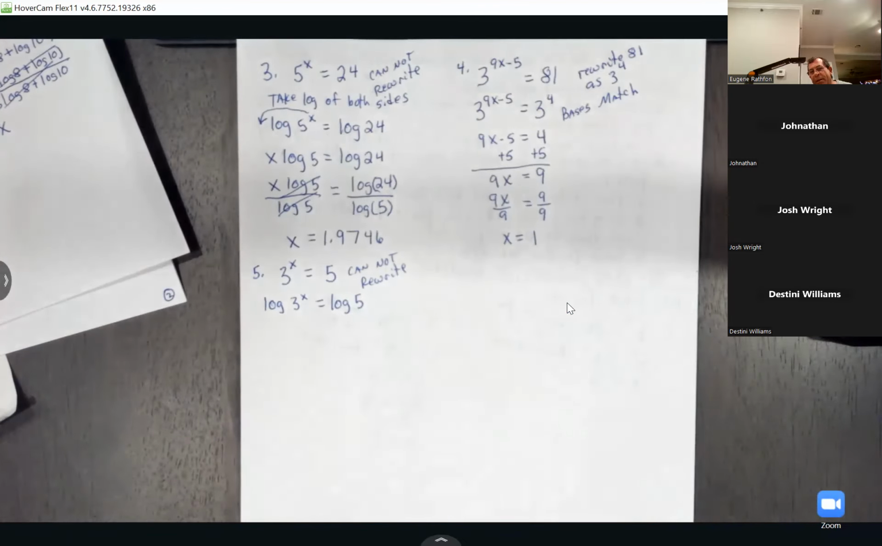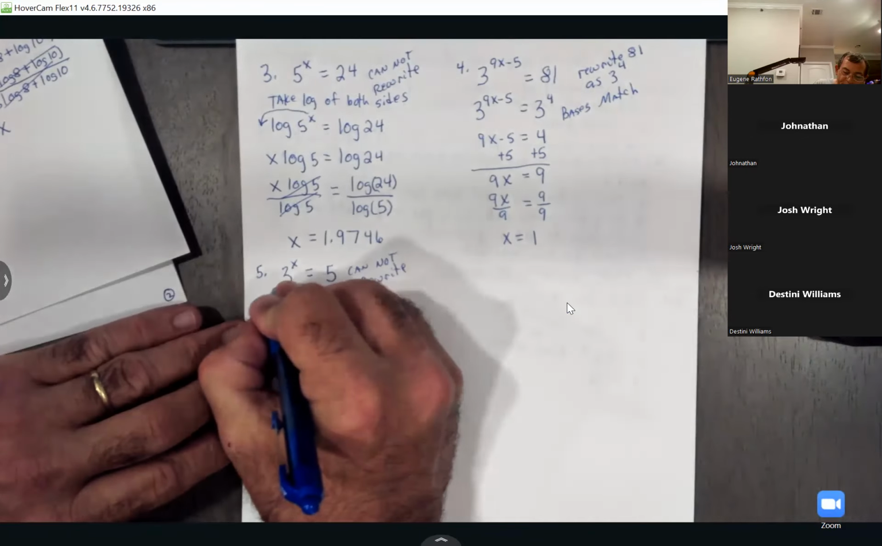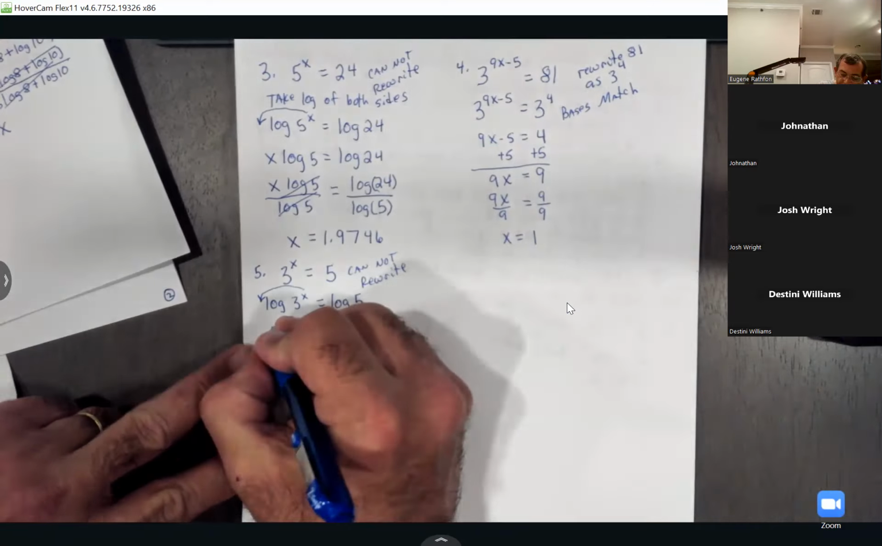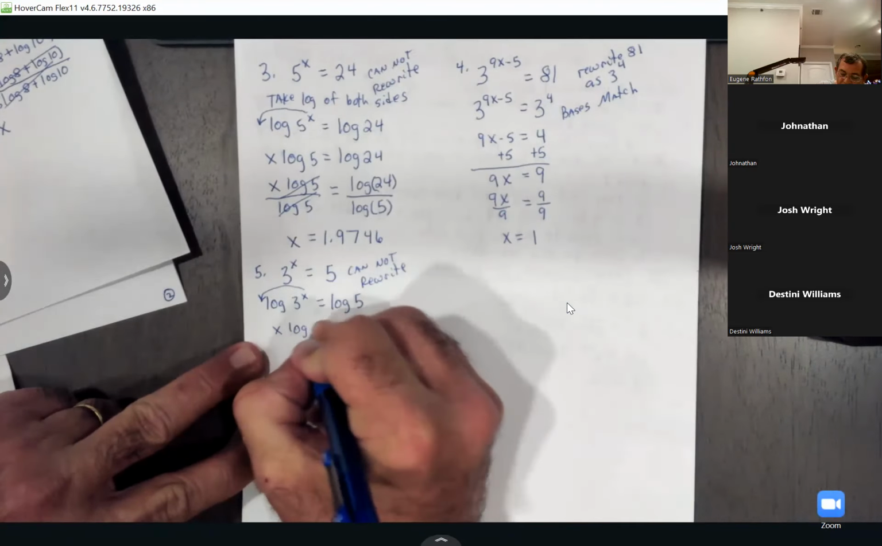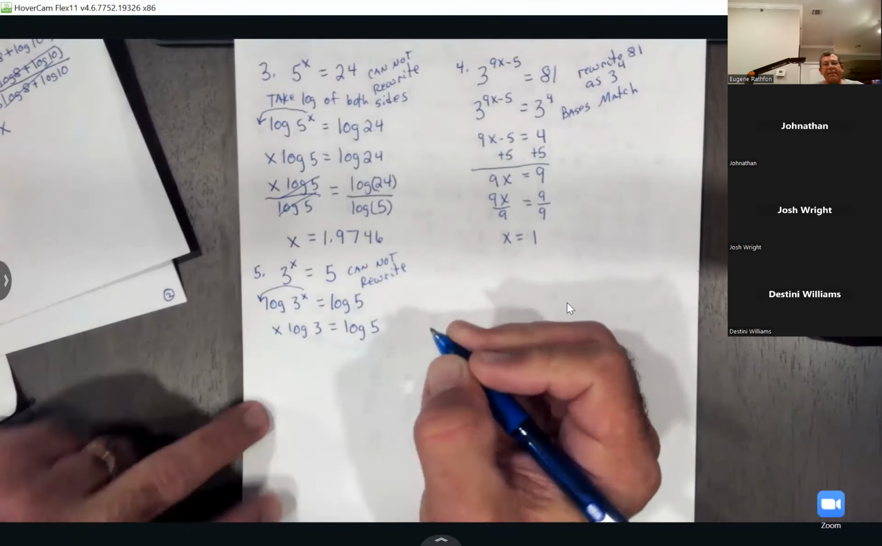So y'all think about this. What would I do next to that? Move that x to the front of the log. Yeah, definitely. We're going to move that x up there. Good job. So that we get x log 3 equals log 5.